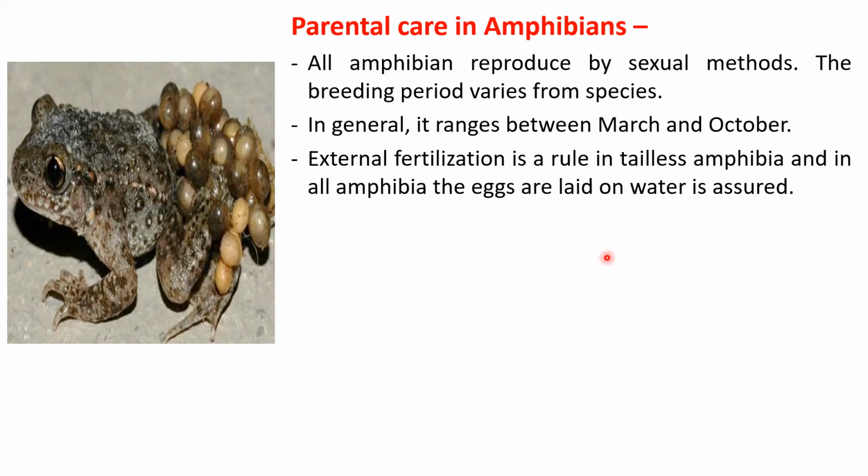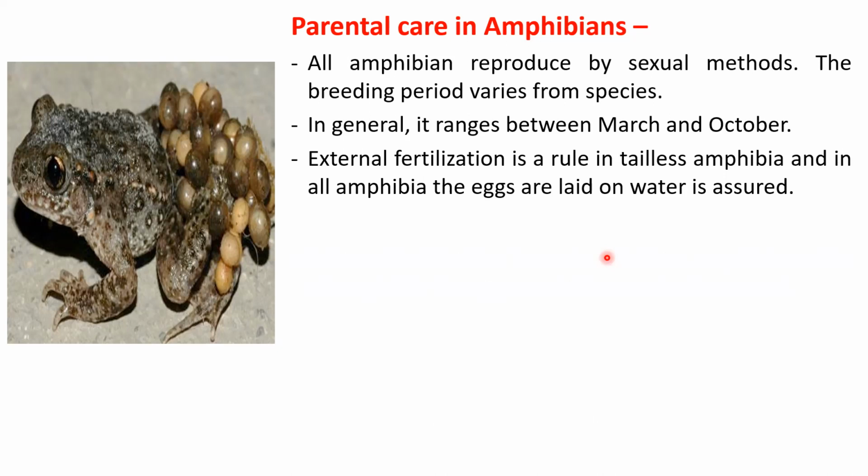So all these frogs or toads, they go through the process of breeding. Breeding means egg laying process. अंडे देण्याची जी प्रोसेस आहे त्याला ब्रीडिंग म्हटलं जातं. So the breeding period is during March to October.